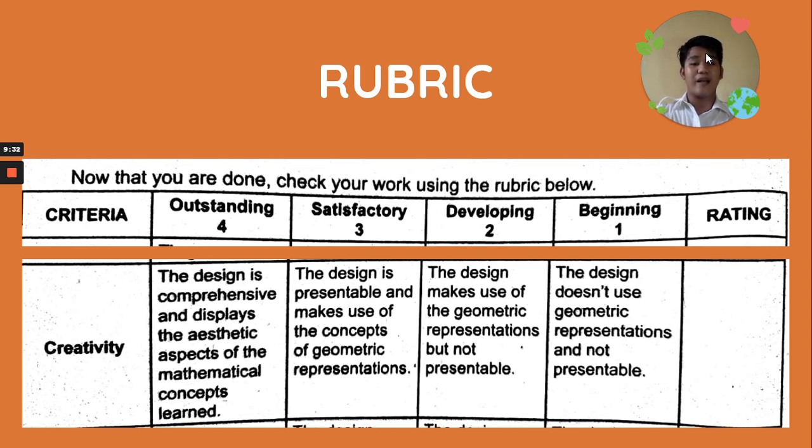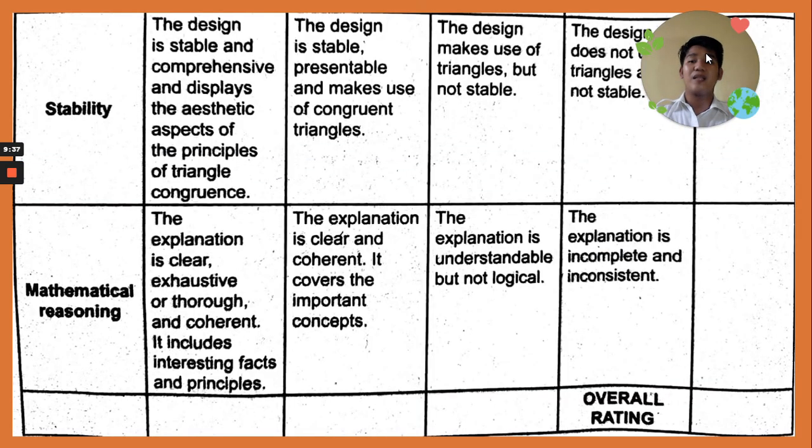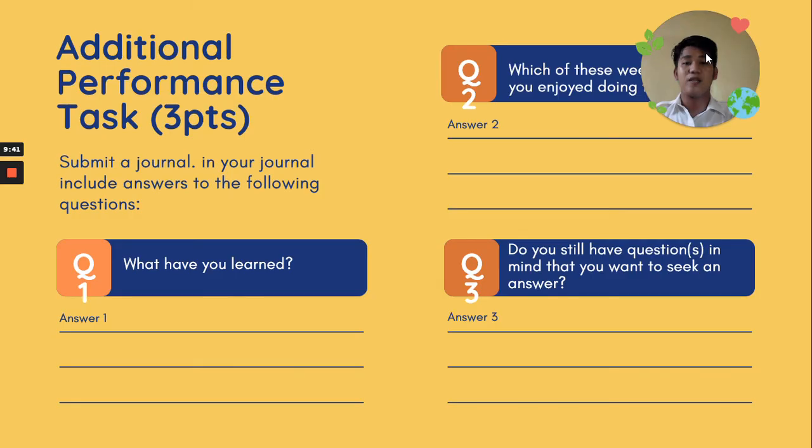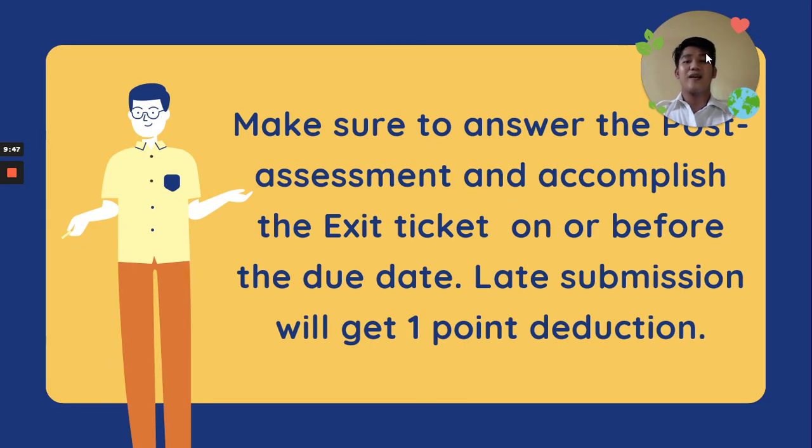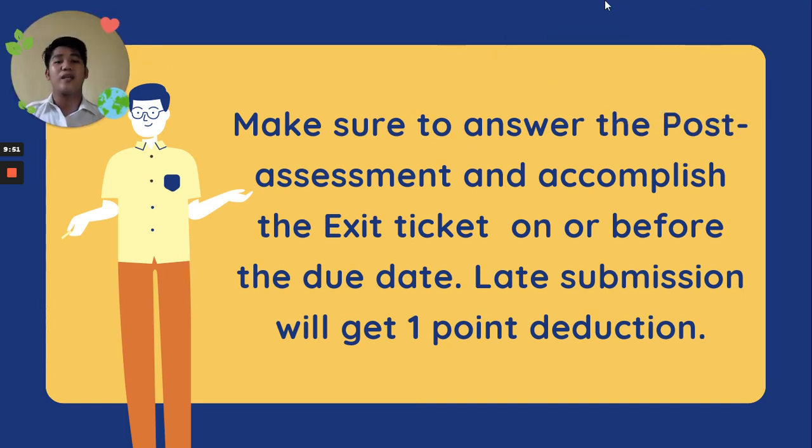You will be graded accordingly in your creativity, stability, and mathematical reasoning of your design. This will be 12 points in all. And then additional performance task, 3 points. This is the reflection part. Don't forget, you need to answer the post-assessment once you're done, and if it is posted already, accomplish the exit ticket on or before the due date. Why? Because late submission this time will get 1 point deduction.